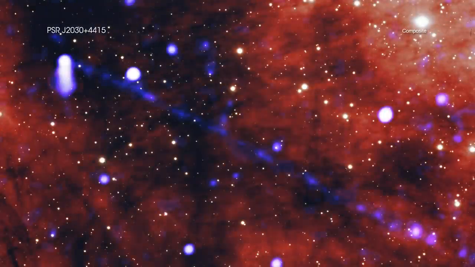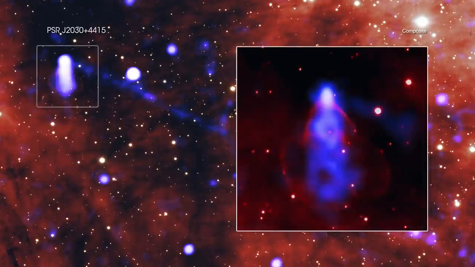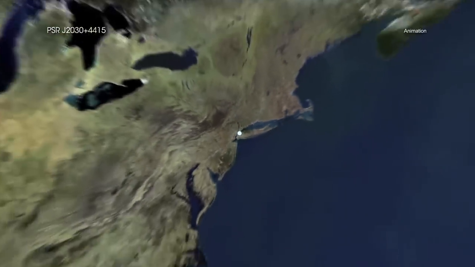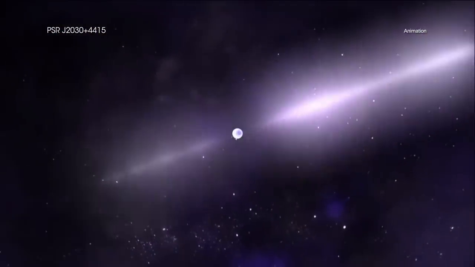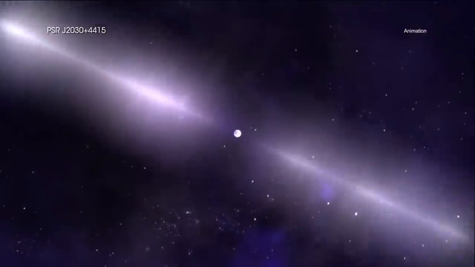The pulsar is named PSR J2030+4415, or J2030 for short, and is located about 1,600 light-years from Earth. This city-sized object is spinning around about 3 times a second, faster than most ceiling fans.